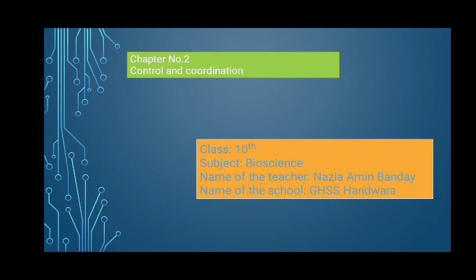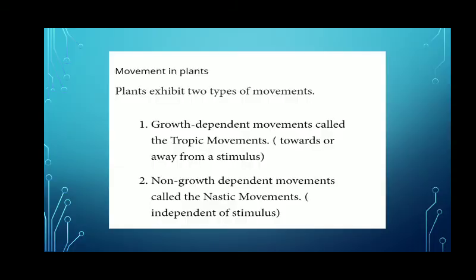Today we are going to study one more subtopic of control and coordination, that's plant movements. Plant movements are of two types. One is growth movement and second is growth independent movement. Thus we can say plants exhibit two types of movements: growth dependent movements and non-growth dependent movements.